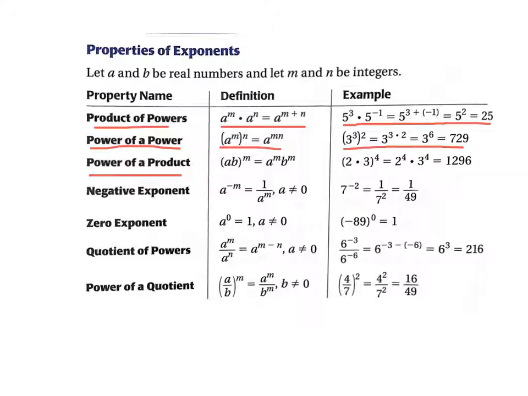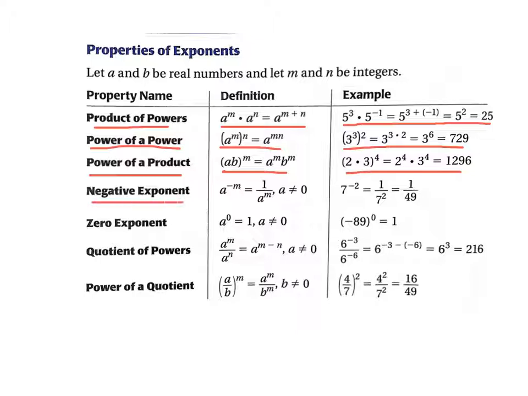Power of a product. If you have an exponent outside of parentheses, it applies to everything inside the parentheses, a to the m, b to the m. Here's an example right here. Notice that's multiplication inside, that's why it's called power of a product. If it's addition inside, it's a little bit different story, but we'll work on that later.